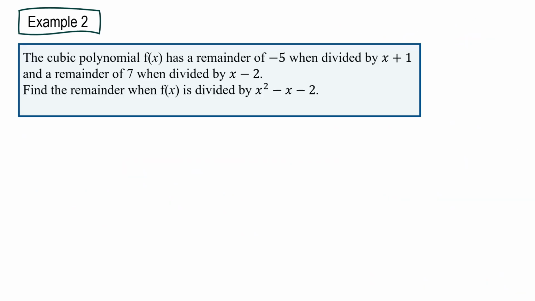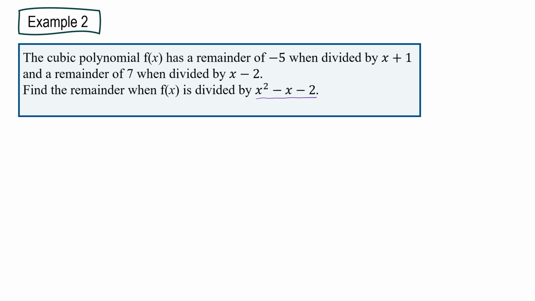Let's look at example 2. You're given the cubic polynomial f of x, and it has a remainder of negative 5 when divided by x plus 1 and a remainder of 7 when divided by x minus 2. So we are asked to find the remainder when f of x is divided by x squared minus x minus 2.